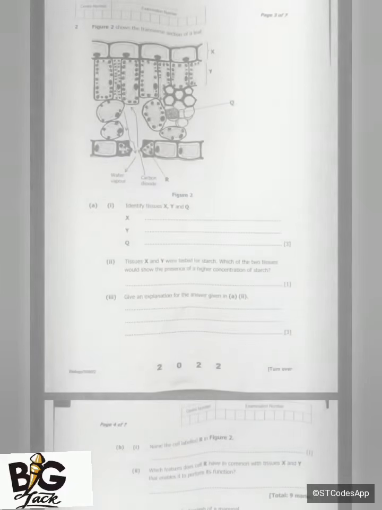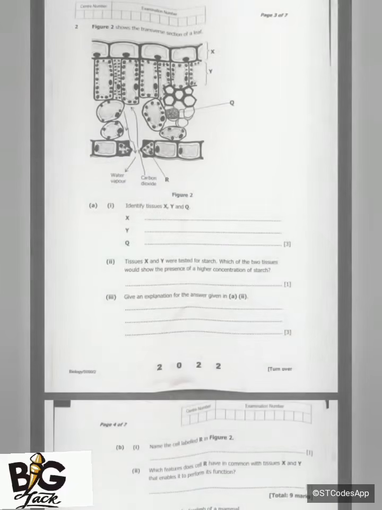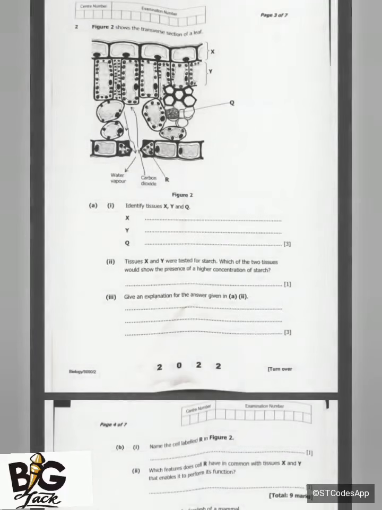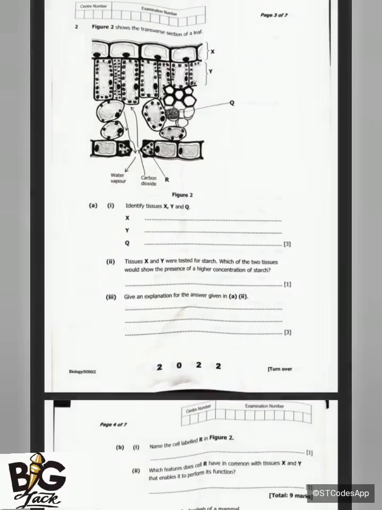Let's move on to the next one, which is question 2. Okay, so question 2 is about the internal structure of a leaf. The question is saying figure 2 shows the transverse section of a leaf. So we have structure X, structure Y, structure Q, and structure R.